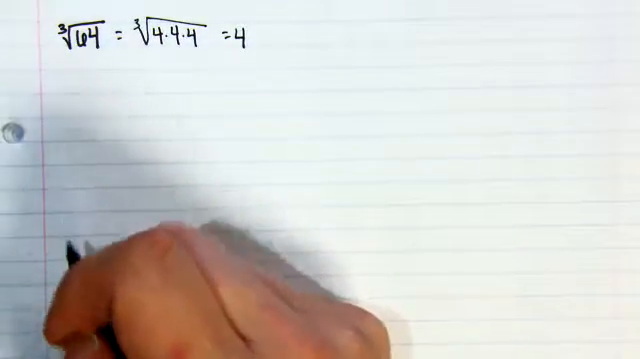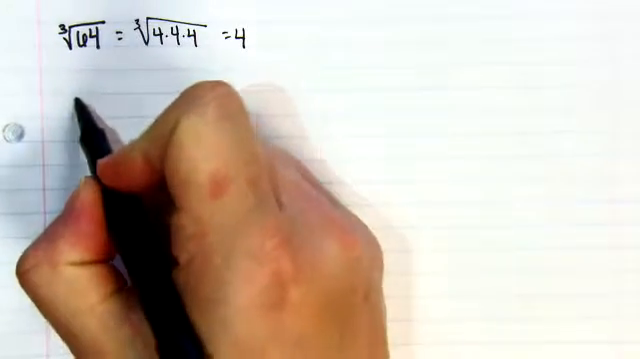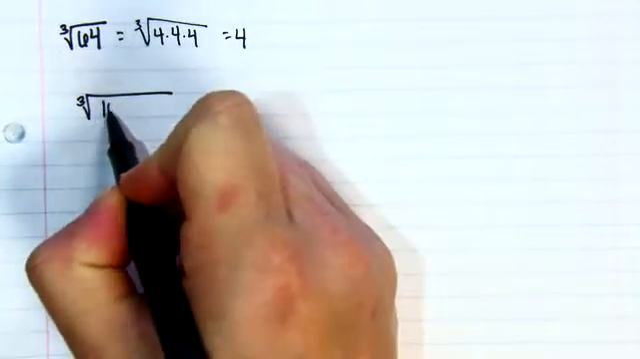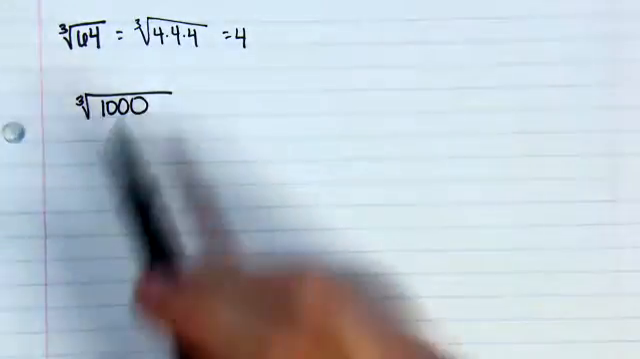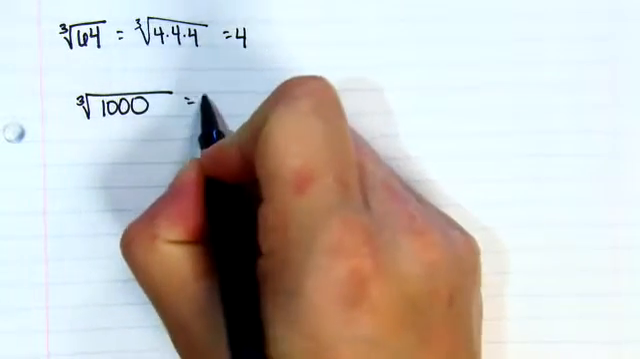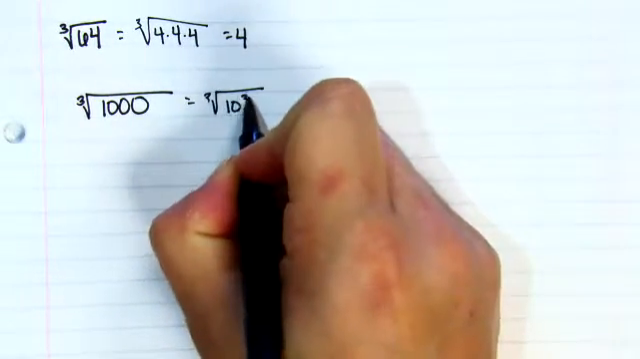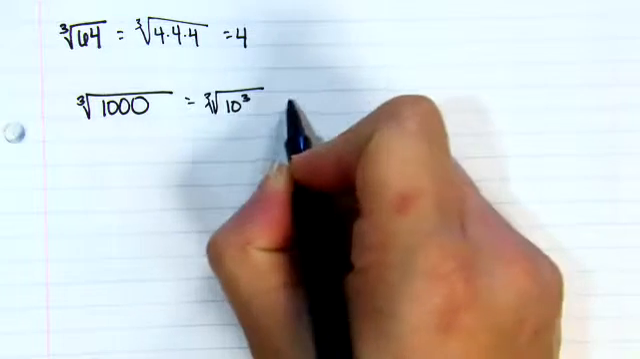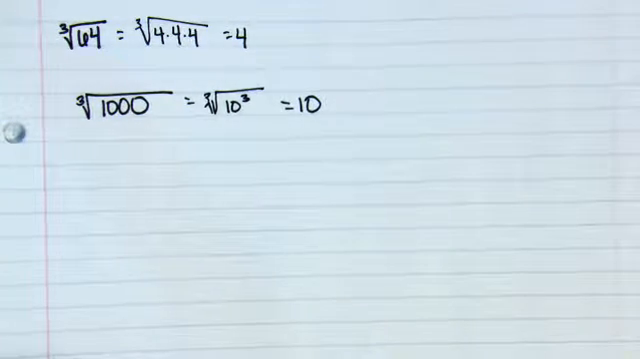So another example here would be the cube root of 1,000. It turns out that 1,000 is 10 cubed. So if I take the cube root of 10 cubed, I get 10. So the cube root of 1,000 is 10.